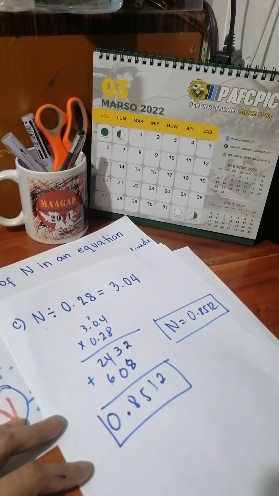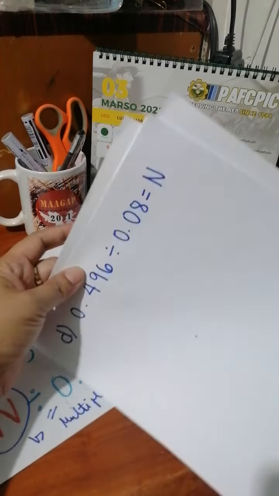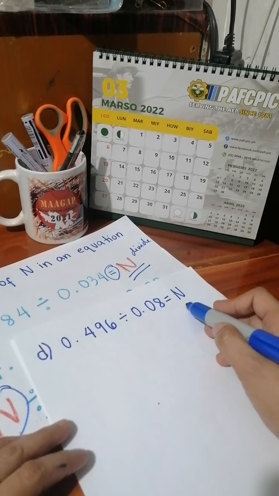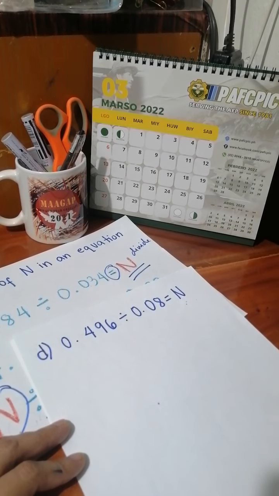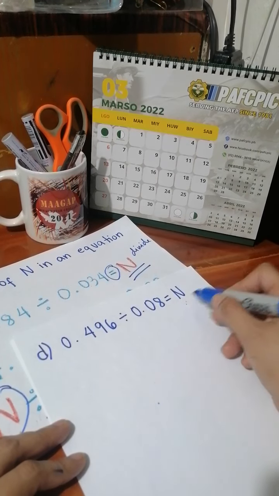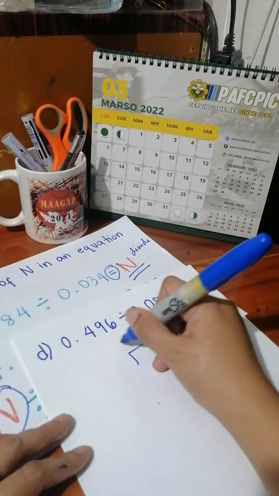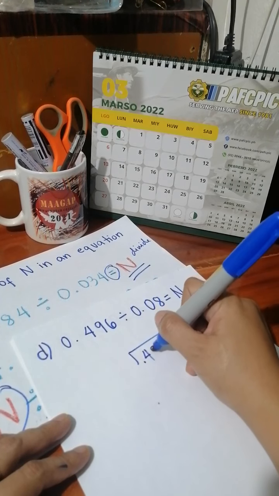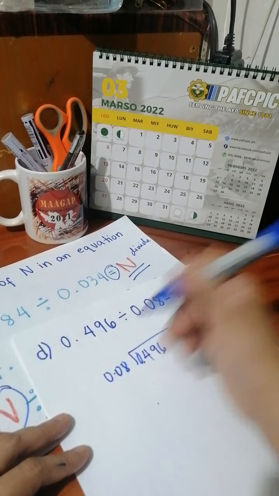Okay? So, next, let's do letter D. So, again, for letter D, the location of n is at the end. So, since nasa hulihan, we are going to divide this equation. So, this one will be inside. So, 0.96. And then here, 0.08.